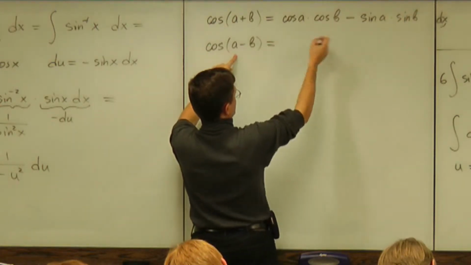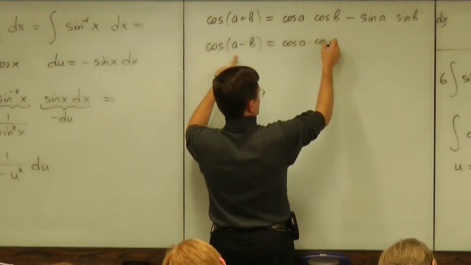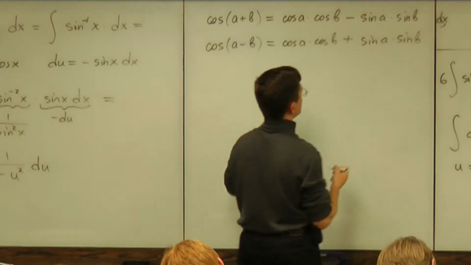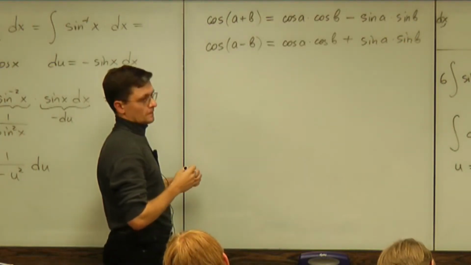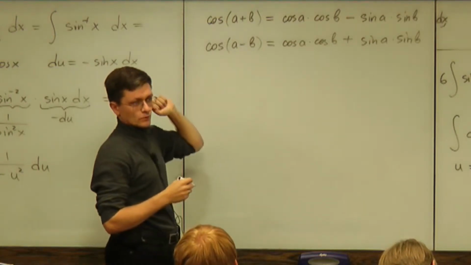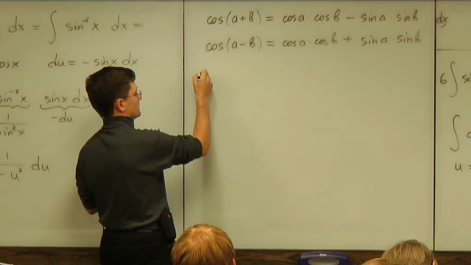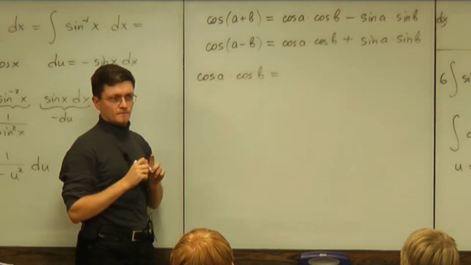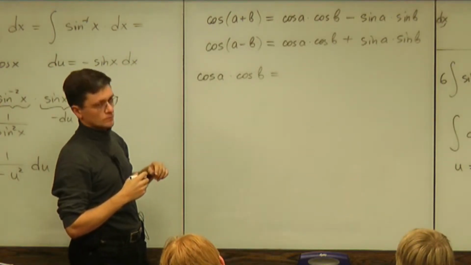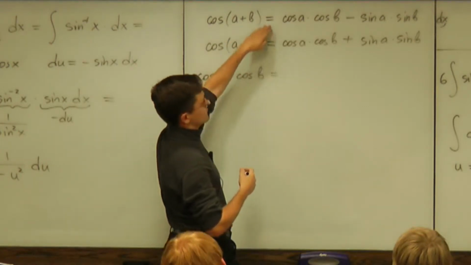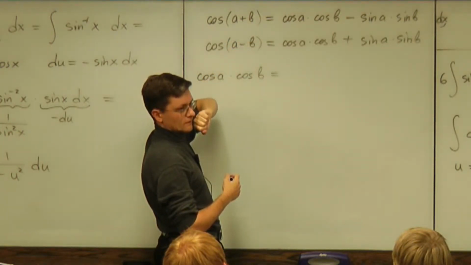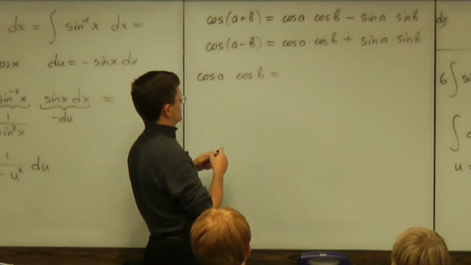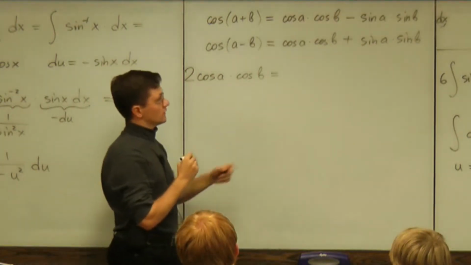And the cosine of difference is very similar. It's cosine A times cosine B plus sine A times sine B. Now, once I remember these two formulas, I can derive quickly the formula for cosine A times cosine B. Okay, how would I do it? I will take these two equations and I will add them up. And then these two will add, and those two will cancel.